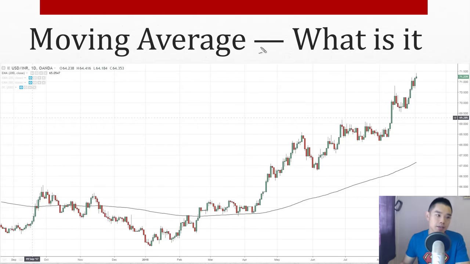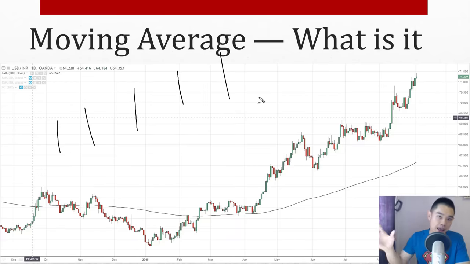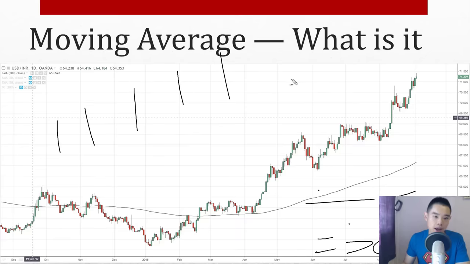How it's calculated, let me share with you. Let's say a 5-period moving average. To get its value, let's say you have the last 5 candles, 1, 2, 3, 4, 5. It takes the closing price of the last 5 candles, adds up all the closing prices, and divides by 5. Let's say you get a value called X. This will be shown as one dot on your chart. Let's call it X.